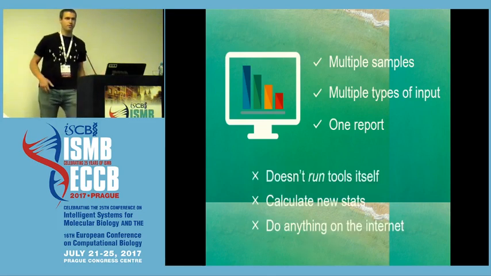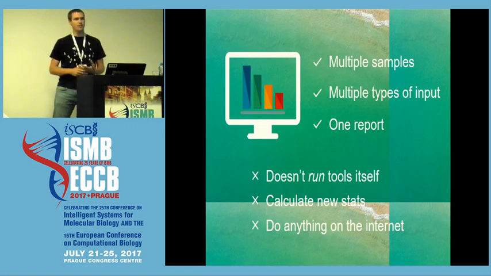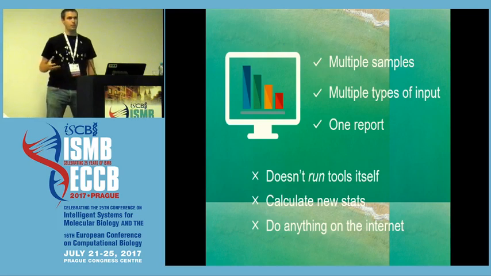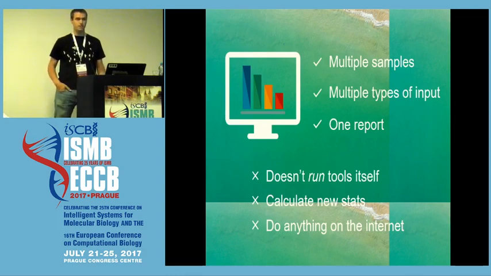It's worth pointing out for those of you not familiar with MultiQC that it doesn't actually run any of these tools itself. You still have to do your normal analysis pipeline using CWL or whatever kind of workflow you like. On the whole, it doesn't actually calculate any new statistics. It just pulls in summary stats from other tools which are already generated. And although it generates an HTML report, it can work completely offline. It doesn't require any external dependencies or anything.